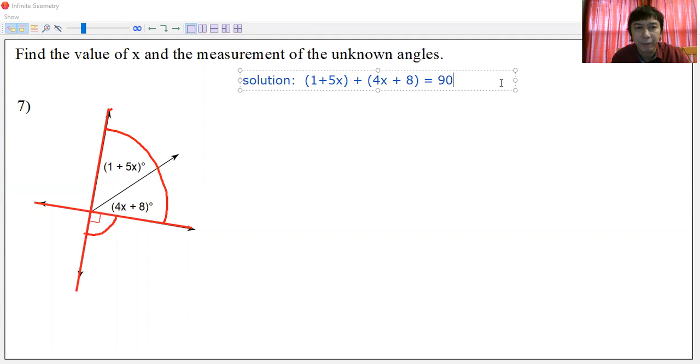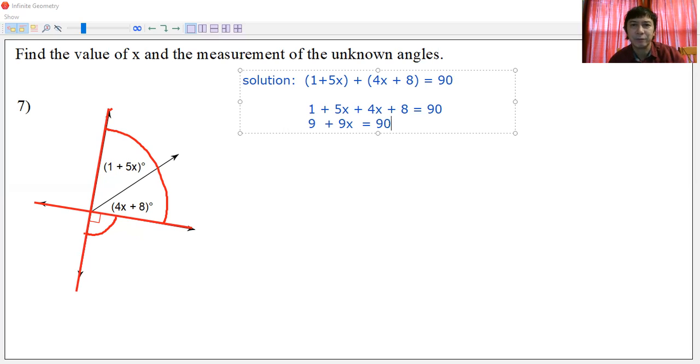Here's our working equation. With this linear equation, we will have to solve for x first before we can solve for the angles. Removing the parentheses and adding like terms, it will be like this: 1 plus 5x plus 4x plus 8 must be equal to 90. Adding the numbers, we're going to have 9. And adding the x terms, 5x and 4x, we're going to have 9x. And this must be equal to 90.